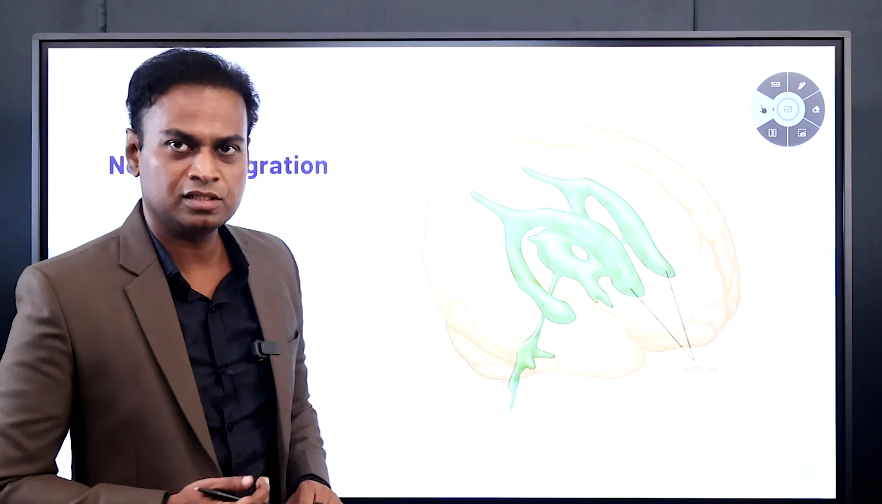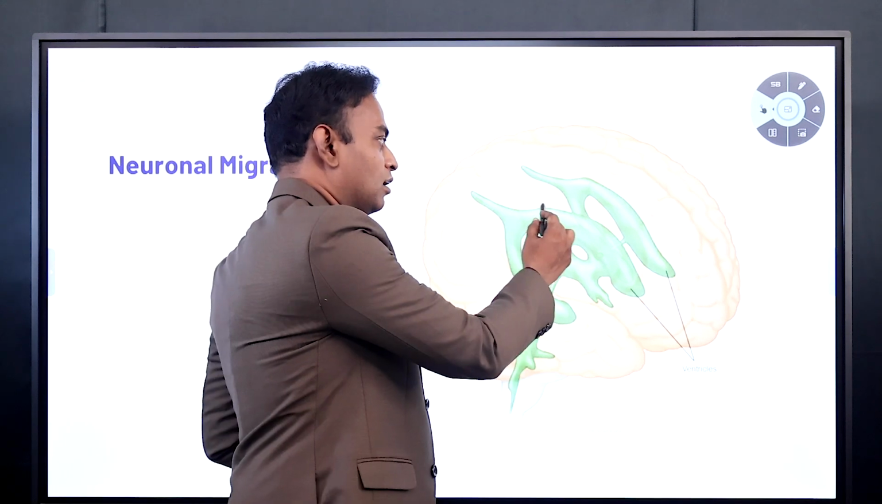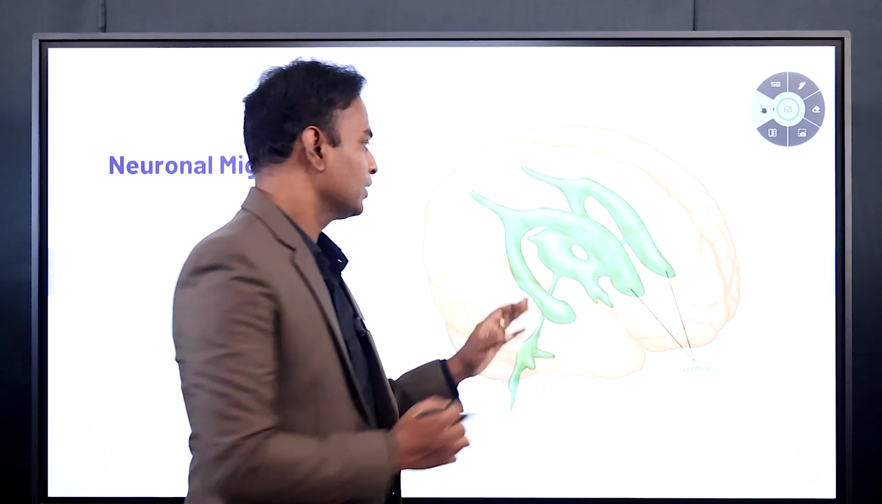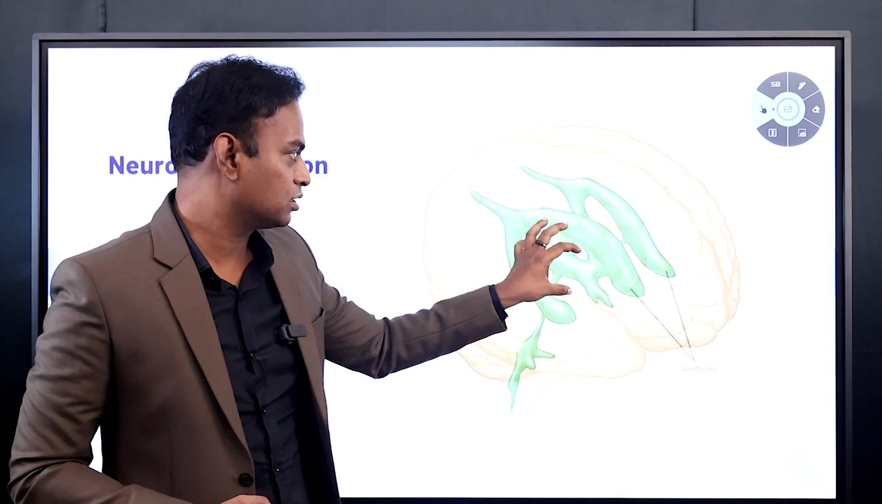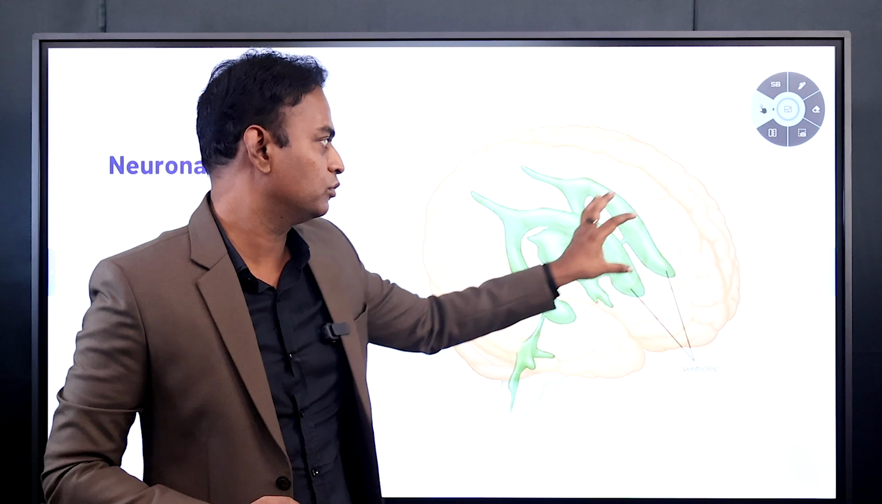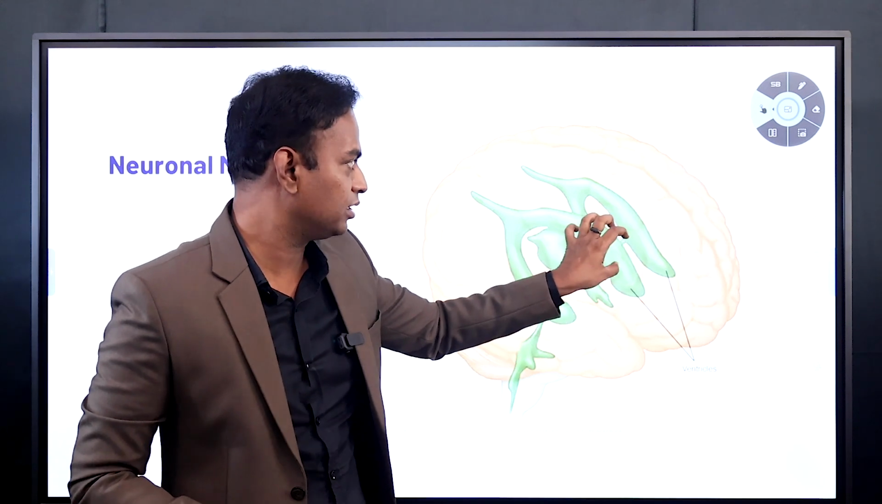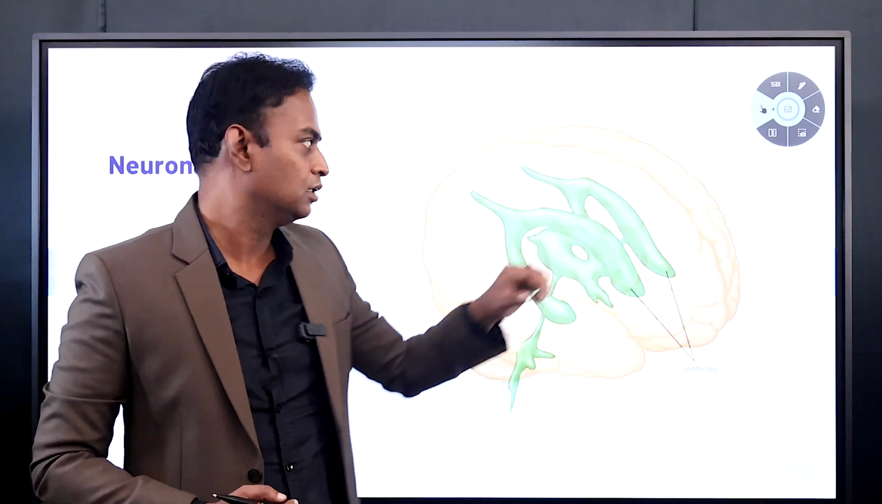Okay, next, how are the neurons generated? You can see here, when you are in the womb, the neurons are generated along these ventricles. Along these ventricles neurons are generated, and they move into the outer part of the cortex. They move into other places. They originate here, and from here they move and form the connections.